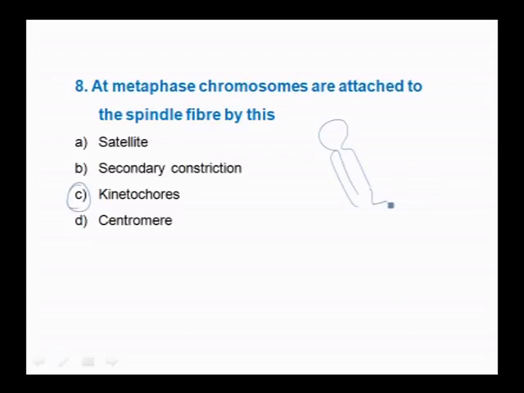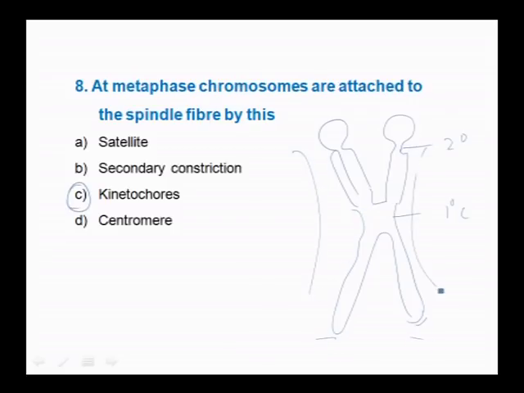The chromosomes can be understood as the X-shaped structures that are formed or visible very clearly during metaphase stage. Now this is a chromosome having primary constriction, secondary constriction. Primary constriction is very important, and this has a special sequence of DNA which will hold the two sister chromatids. These are the two sister chromatids. So the sister chromatids are held together at primary constriction.